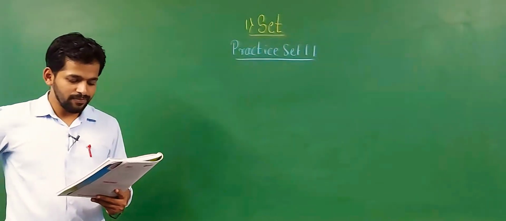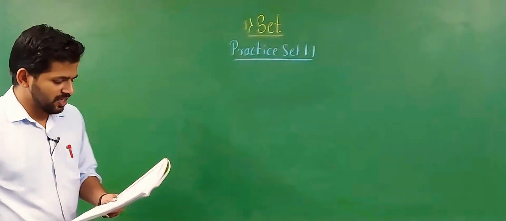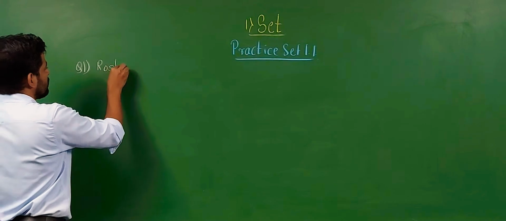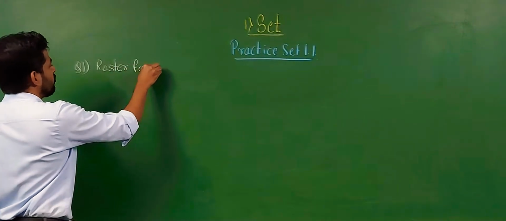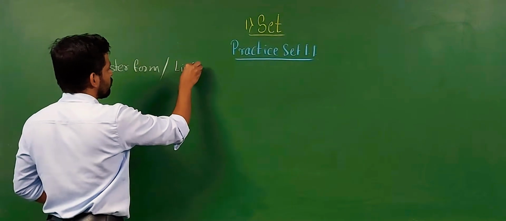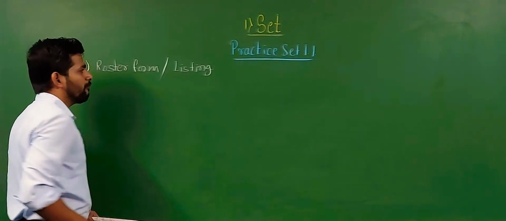First example: write the following sets in roster form. Now, what is roster form? Simple: roster form is the listing method. We write in the form of the listing method.